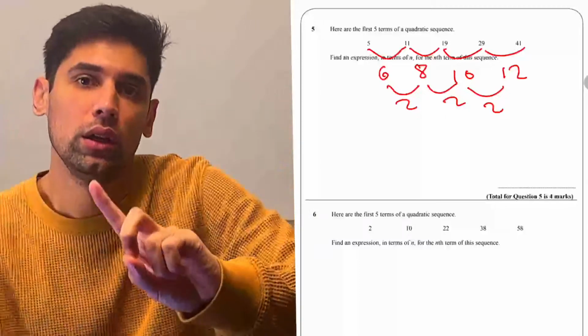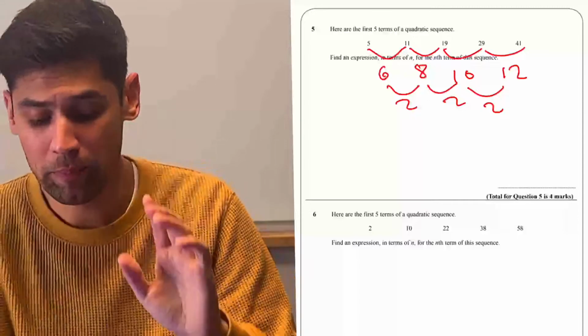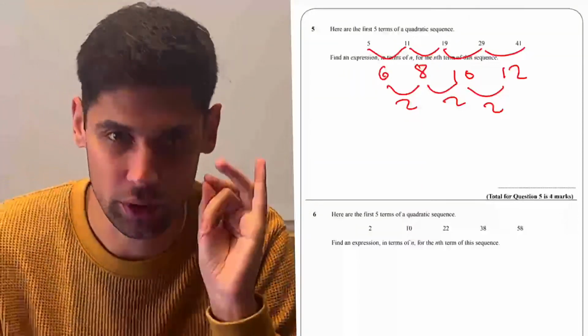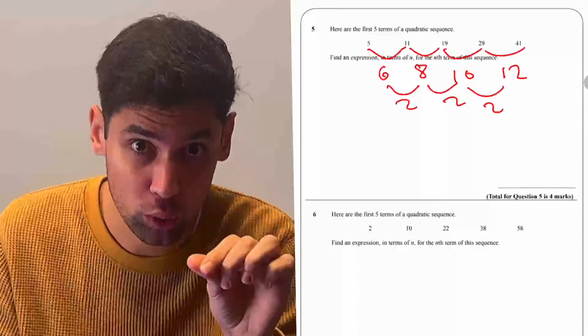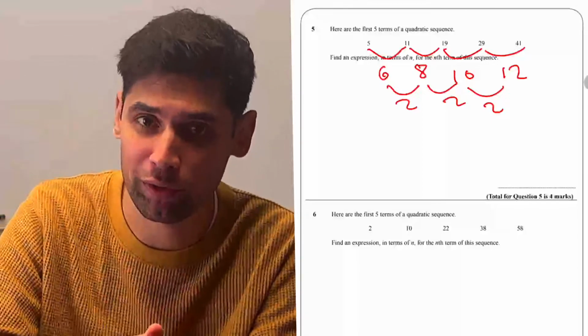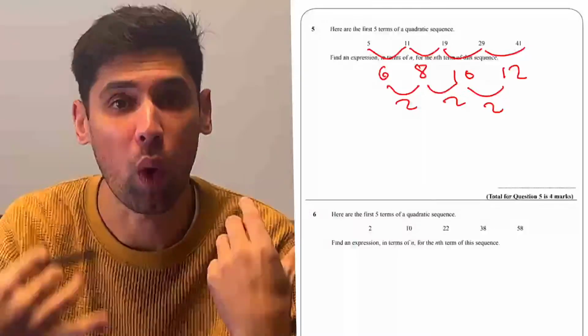Okay. So what we do, it's a little bit confusing at first, a little bit to remember. We half the second difference. Really, really important you remember that. We're going to half this 2, and that is the number that goes in front of the n squared. So half of 2 is 1. So it can be 1n squared.